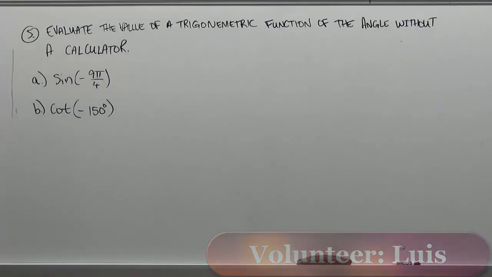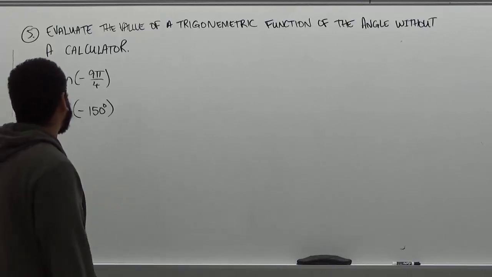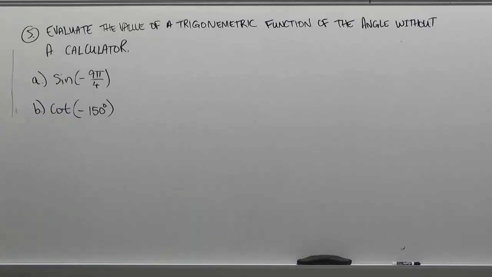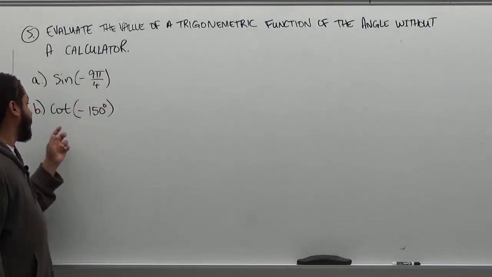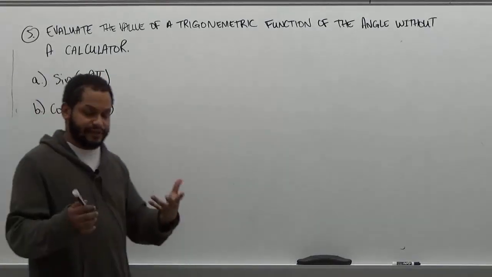In this problem, number 5 in the 206.5 final review, what we're going to do here is evaluate the value of a trigonometric function of the angle without a calculator. Now here we're given two problems. We have sine of negative 9 pi over 4 and cotangent of negative 150 degrees.